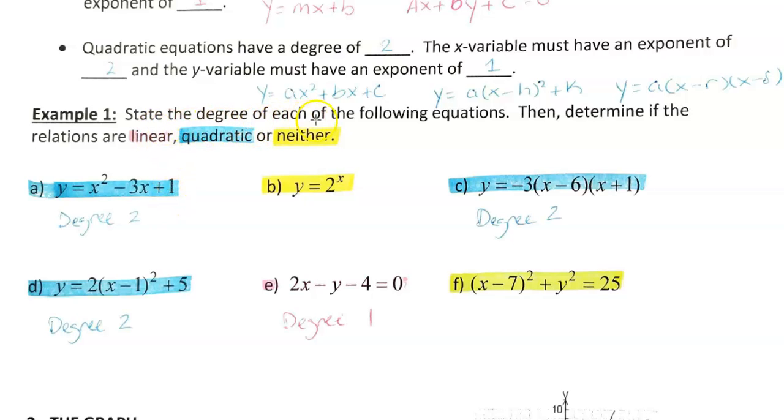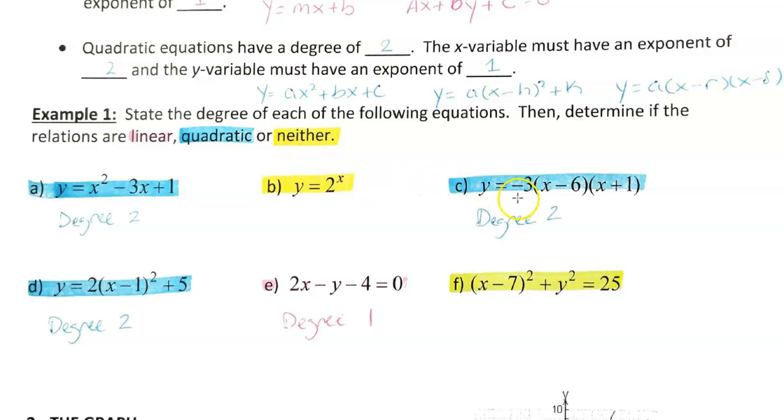State the degree of each of the following equations, then determine if the relations are linear, which I sort of put in pink, quadratic in blue, or neither. Okay, so taking a look at the first one. This one right here has an exponent 2 on the x value. It is a degree 2, which means it's a quadratic.